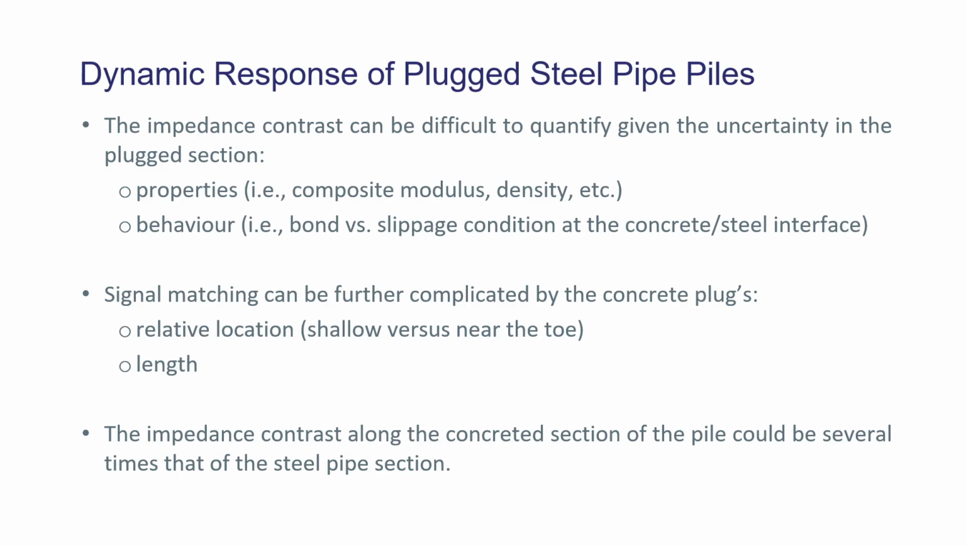So signal matching can be further complicated by the plug's relative location in the pile. If it's near the toe or up near the top of the pile, that will affect how many reflections we'll see of this big impedance contrast before we actually see the toe. And also the length comes into play. The impedance contrast of a concreted section can be several times that of the steel. So that makes it very difficult to figure out what's going on.